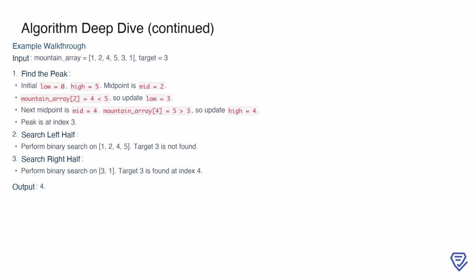Recalculating the midpoint gives mid as 4. Here, the value at index 4 is 5, which is greater than the value at index 5, so we update high to 4. At this point, both low and high point to index 3, confirming the peak.